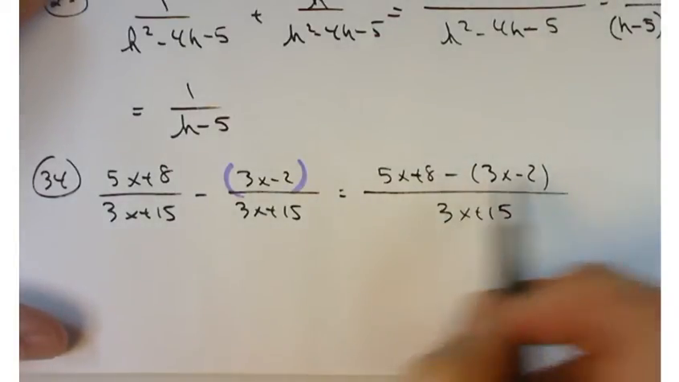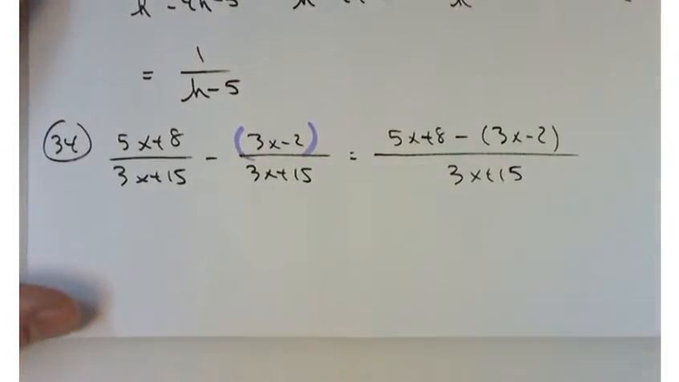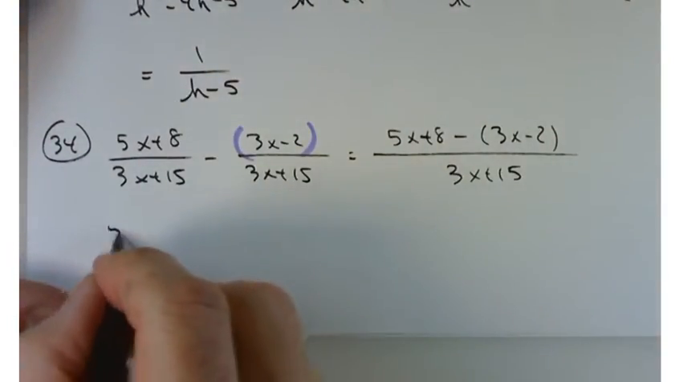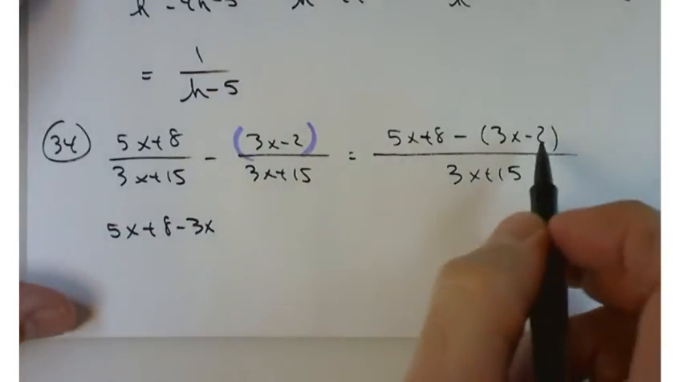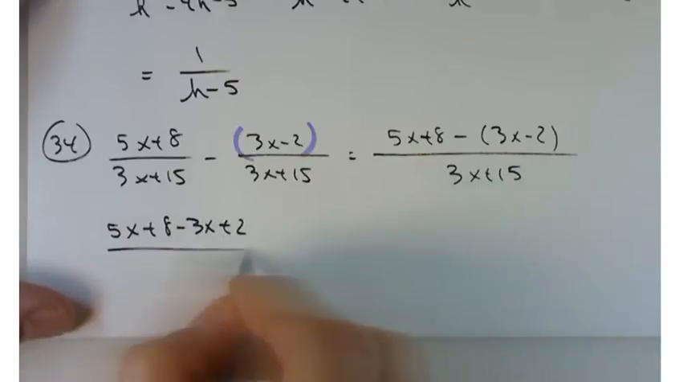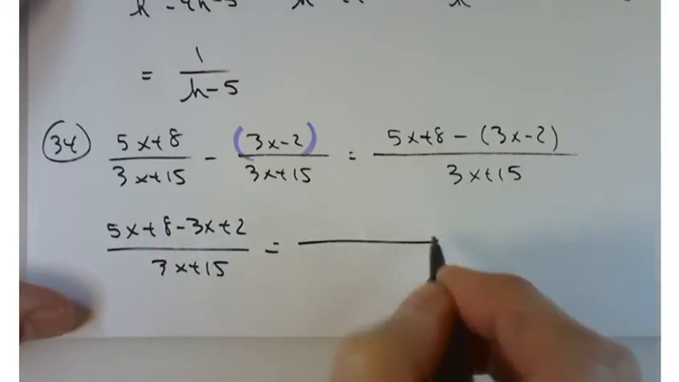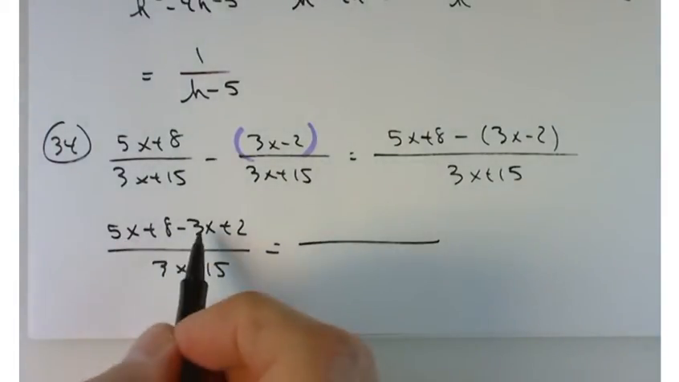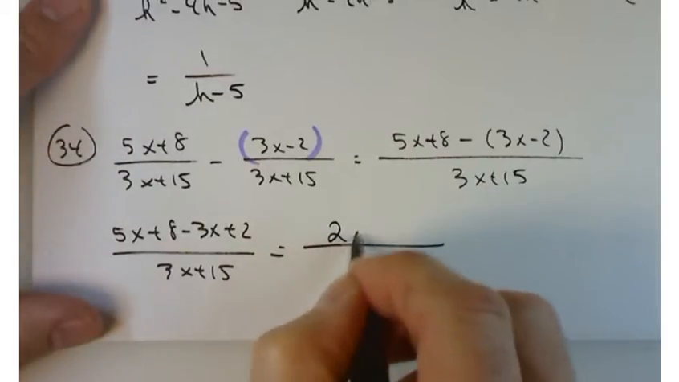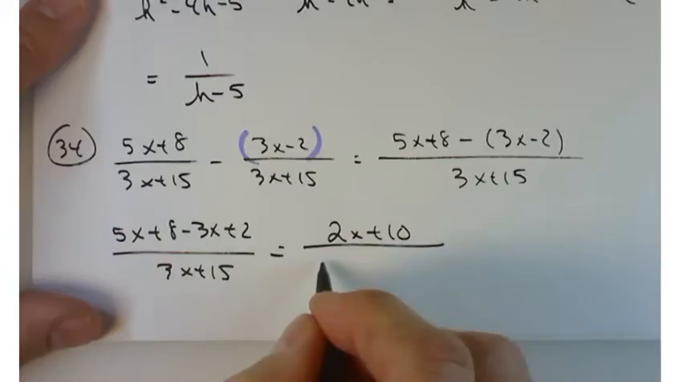This negative has to distribute itself to both terms. If it didn't, this problem wouldn't work out as nice. So 5x plus 8 minus 3x plus 2. When we combine like terms in the numerator, 5x minus 3x is 2x. 8 plus 2 is 10.